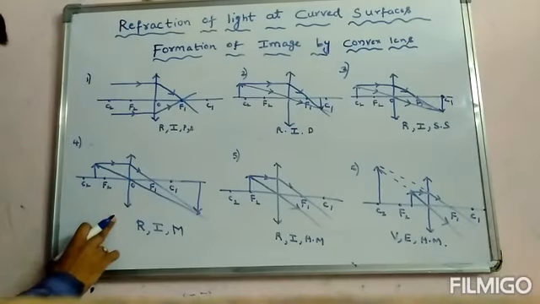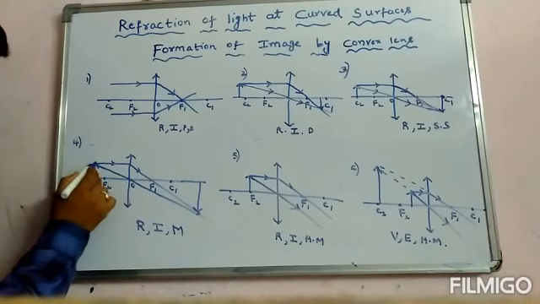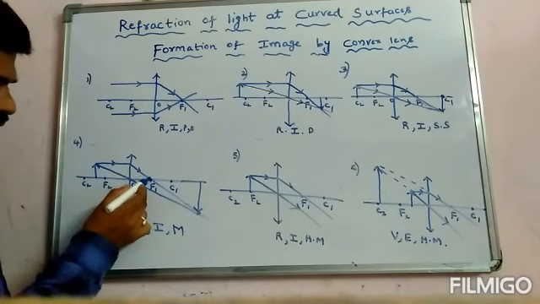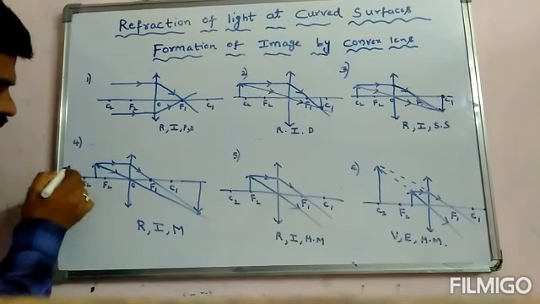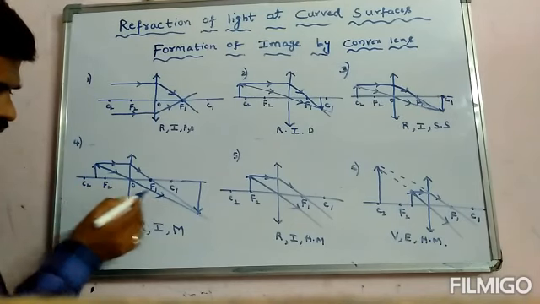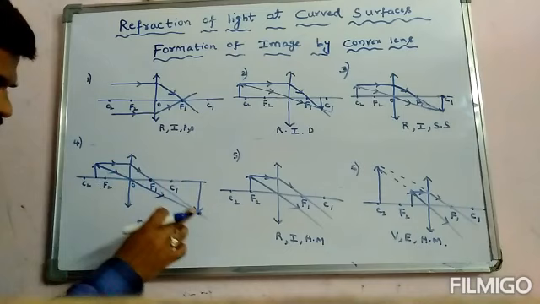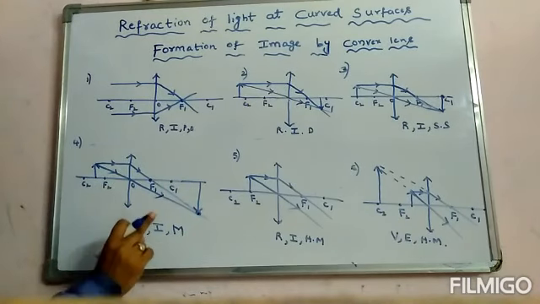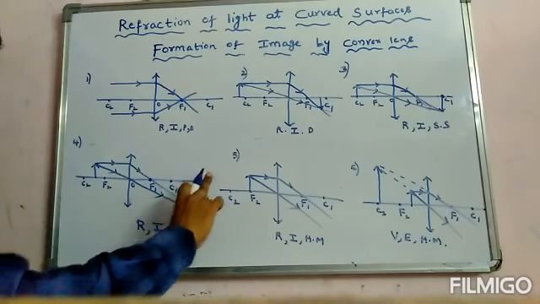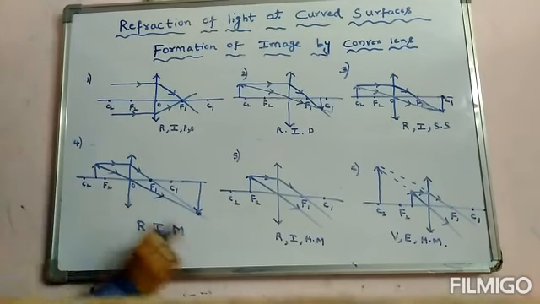Now look at the fourth diagram. The object is placed between F and C. Again I have taken a ray parallel to the principal axis. After refraction it passes through the focus, and another ray passes through the optic center without any deviation. After refraction both the rays meet at a point, and the image is formed beyond C. And here you can see the image is real, inverted, and the image is magnified, which means the size of the image is greater than the size of the object.